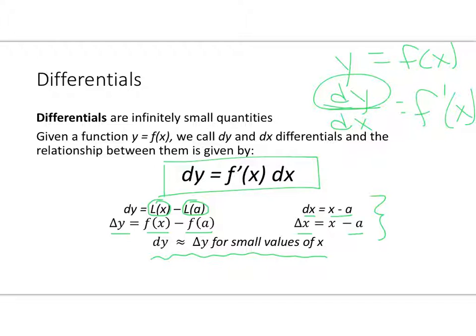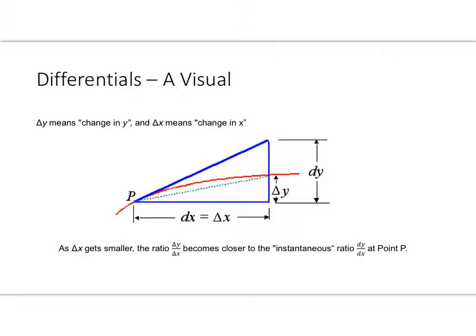So the differentials give me the relationship between these, and show me how things change within really small quantities. Hang on, I got a picture. In this picture, delta y again means the change in y, delta x means my change in x. As the change in x, here down here, is getting smaller and smaller, remember, change in x is the same as dx.